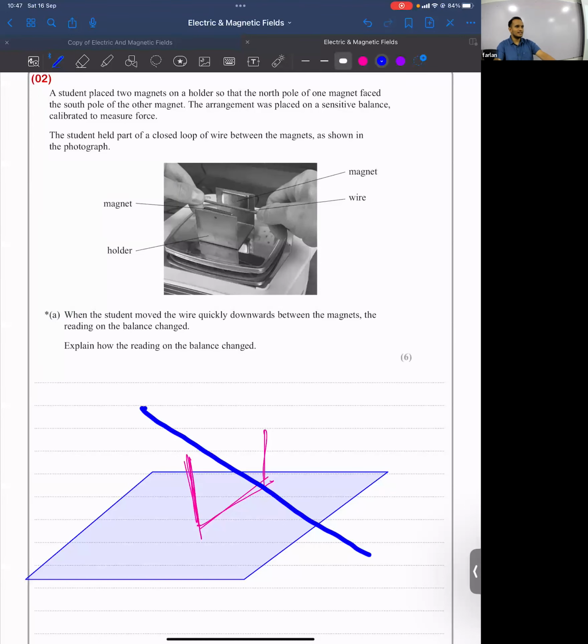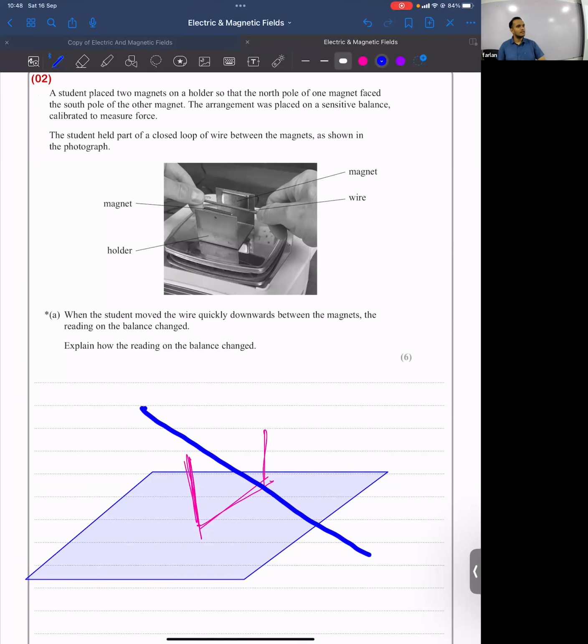It doesn't matter. Can you say the reading on the balance was equal to the current passing through? The balance won't detect the current. The balance will detect the force. Okay, now you didn't tell me how a force is coming into the picture. You told me the wire is moved down, so it cuts the magnetic field lines, correct? So there will be an EMF induced across the wire, correct? So there will be a current in the wire, correct? I agree up to that point.